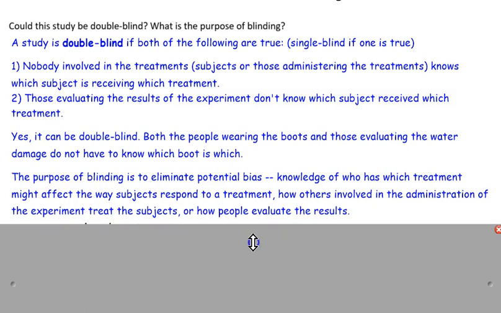So what's the purpose of this? The purpose of blinding is to eliminate potential bias. Knowledge of who has which treatment might affect the way the subjects responded with treatment, how others involved in the administration of the experiment treat the subjects, or how people evaluate the results. So in order to eliminate that bias, we want to blind.